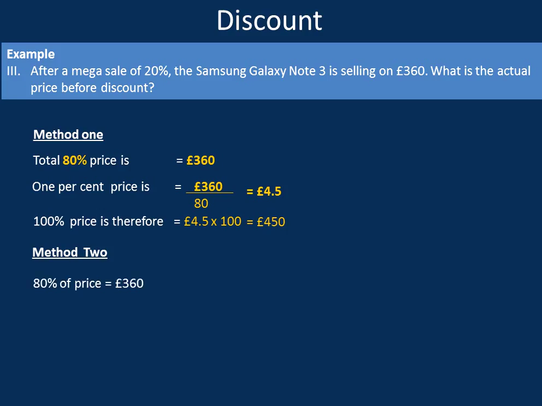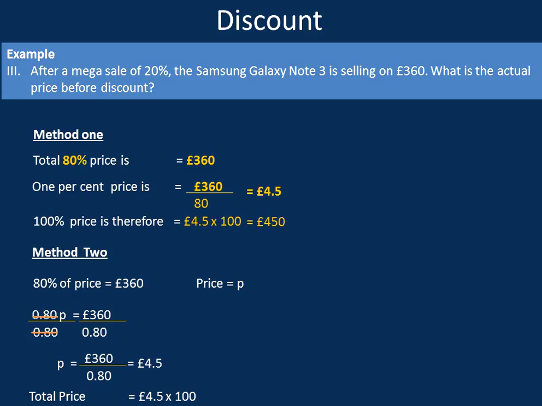Let's have a look at that one as well. The 80% of the price is 360. If we make the price equal to P, then 0.80 times P is equal to 360. Now to isolate P and find its value, we divide both sides by 0.80. The 0.80 on the left-hand side is removed, and we are left with P on the left. Now 360 divided by 0.80 gives us 450, the actual price before the discount was offered.